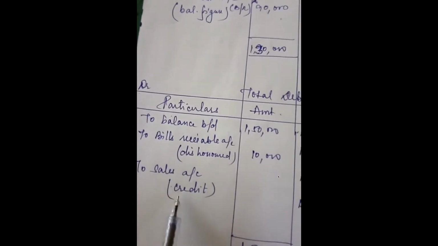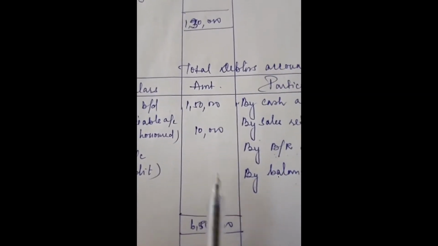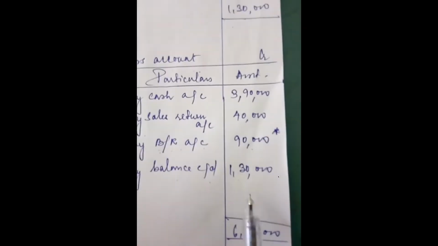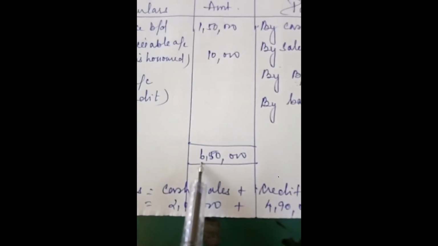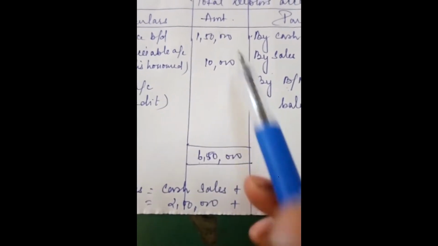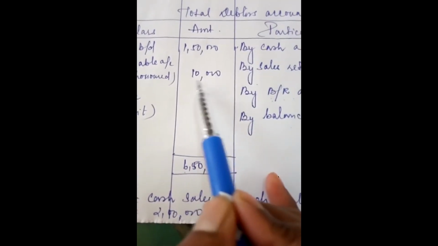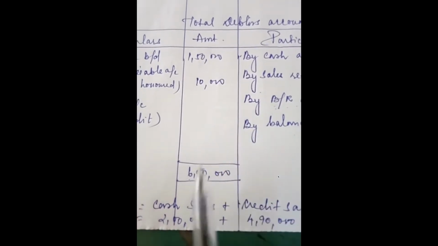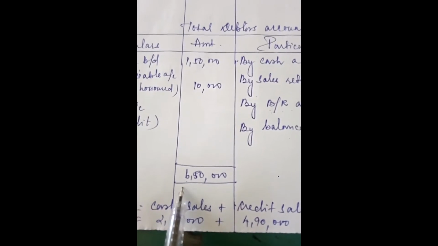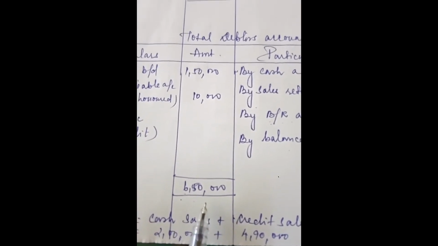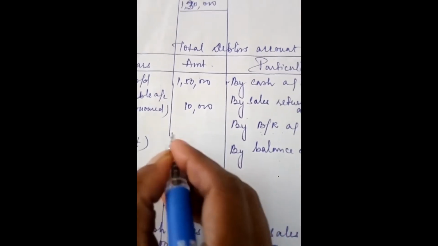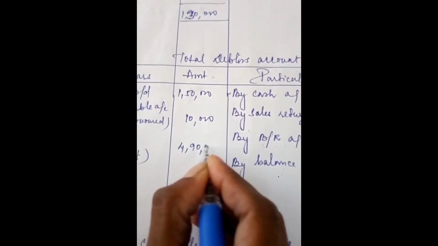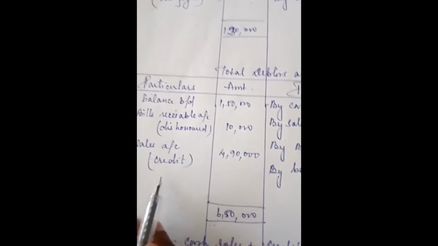Then to sales account, which is credit, which we need to find out. Now we add the credit side and we get the total of 6,50,000. This is the greater figure, so this amount is written in the debit side total. Then we add up 1,50,000 and 10,000. After adding this, whatever the answer we get, we subtract it from 6,50,000. So what is the answer we get? 4,90,000. So this is your sales credit.